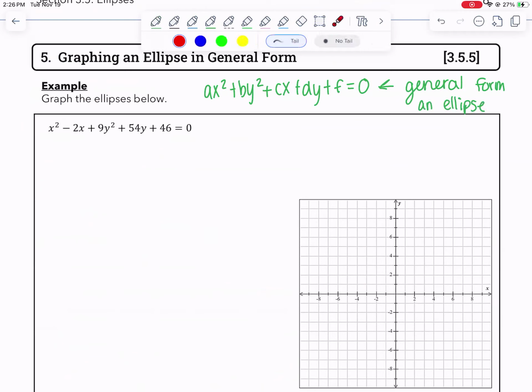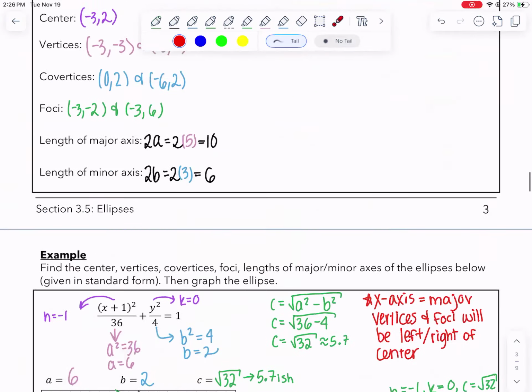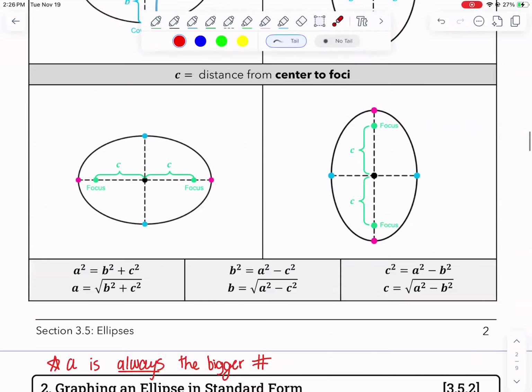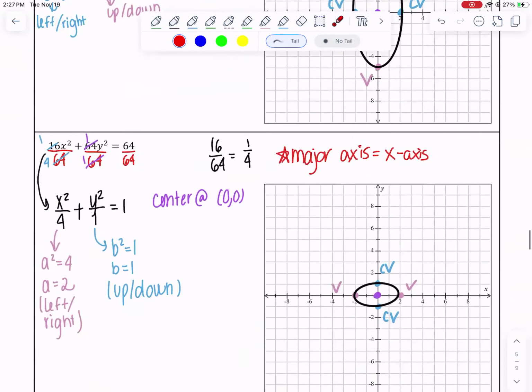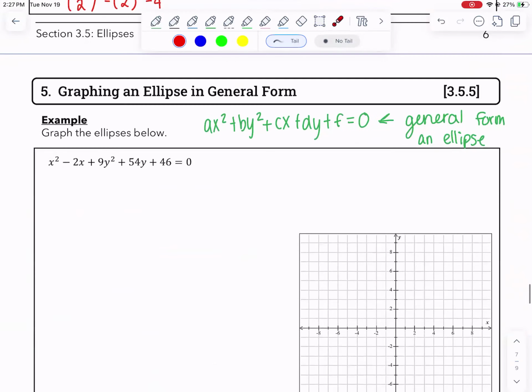It's when it's all multiplied out. It's as if you took this guy right here and you FOILed this thing out, and then you multiplied both sides by 36, and then you moved whatever you got over here to the other side. If you did all that algebra, you would end up with general form.